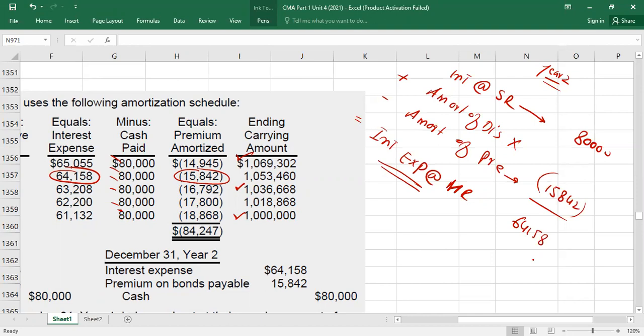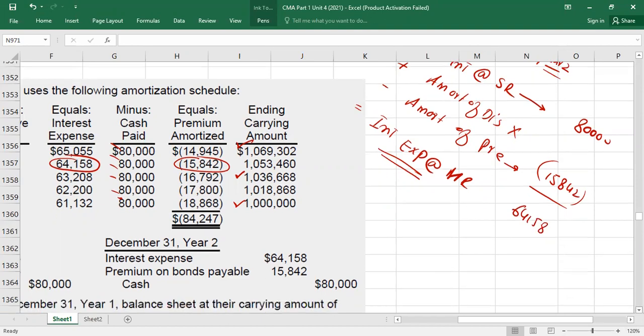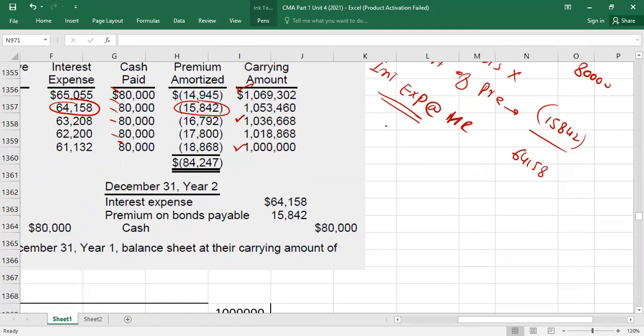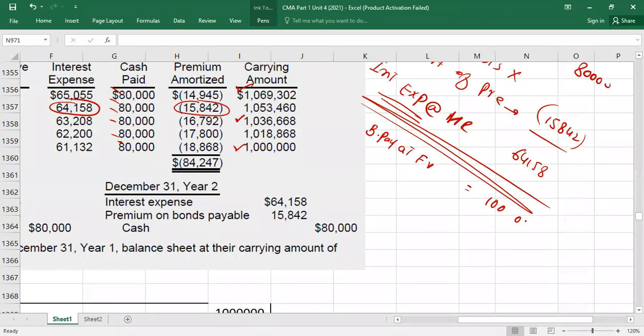Clear? Now I am applying balance sheet format for year 2. So what was the balance sheet format, guys? If you remember, this was the balance sheet format. So you have to take what? Bonds payable at which value? Face value. That was how much? Year 2 I'm doing how much? 1 million. Then because I don't have discount, I have a premium.